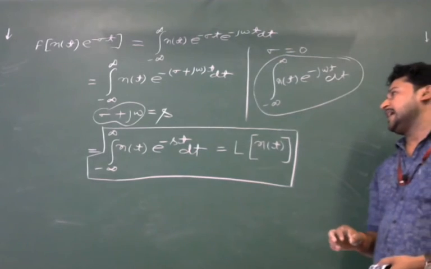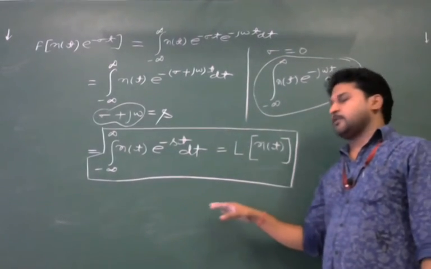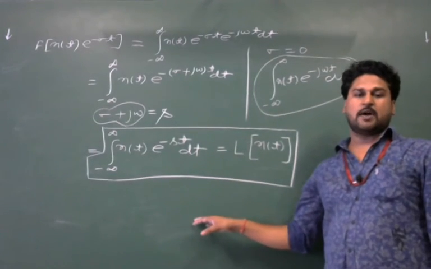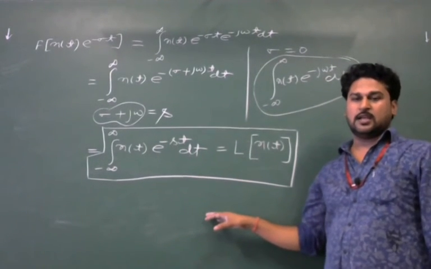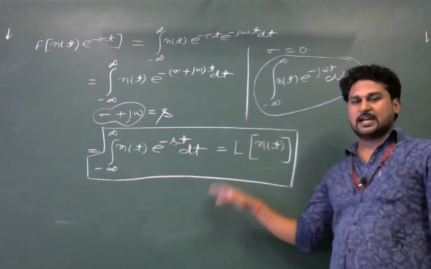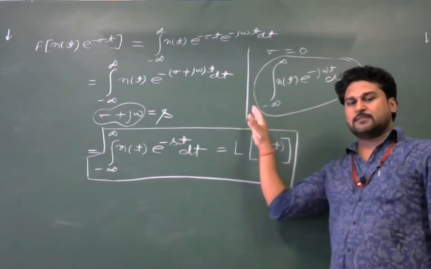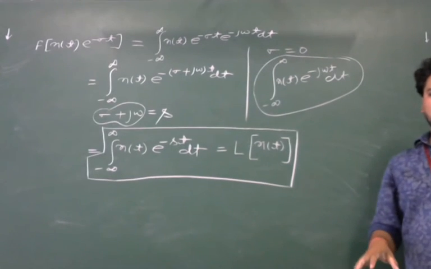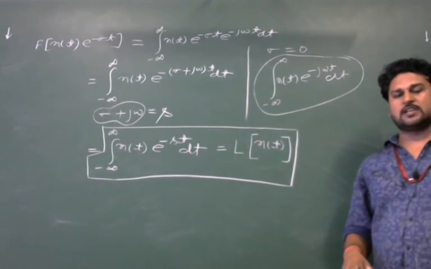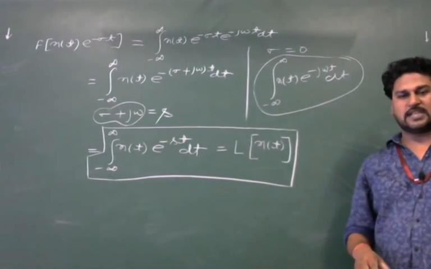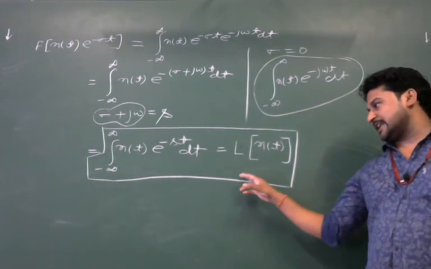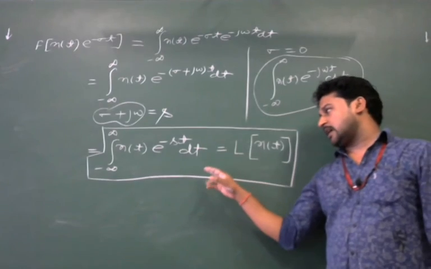Or we can say that the Laplace transform is the Fourier transform of the signal x(t) multiplied with e to the power minus sigma t. So here we can say that this is a more generalized form. The Laplace transform is a more generalized form than the Fourier transform, and the Fourier transform is a special case of the Laplace transform. So by using this relation, we can find the transform.